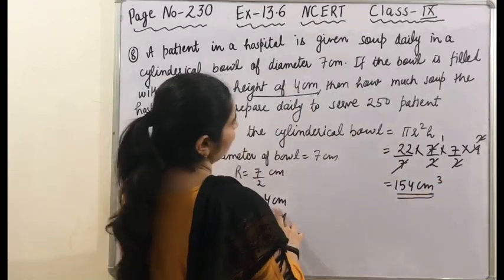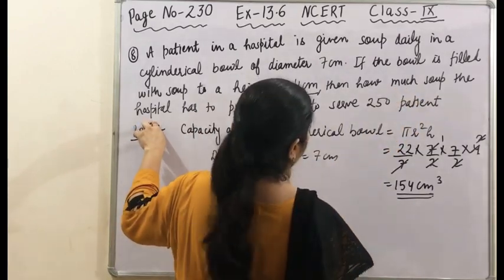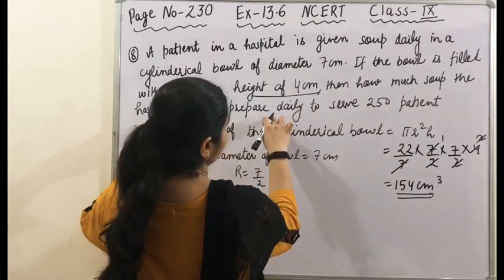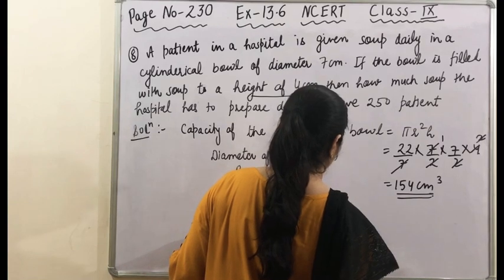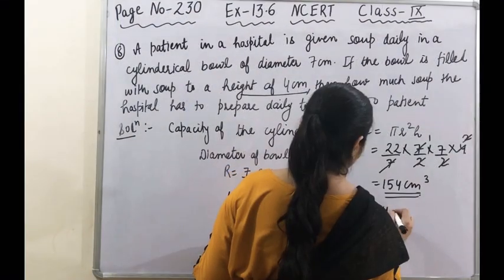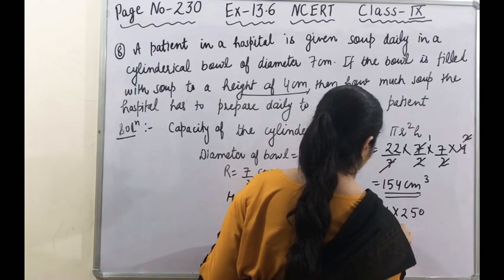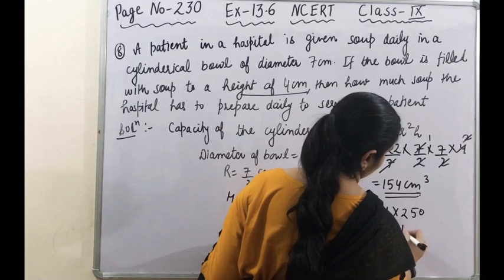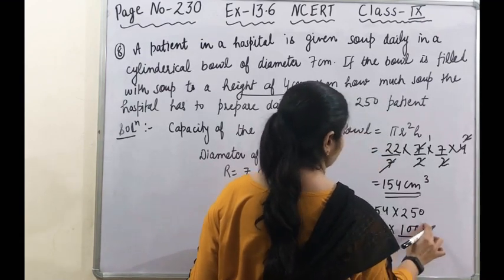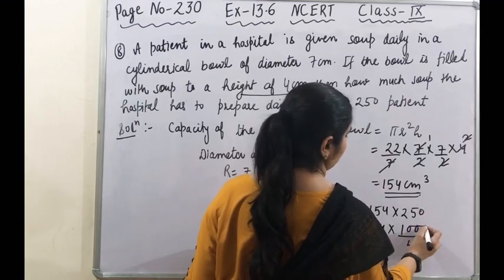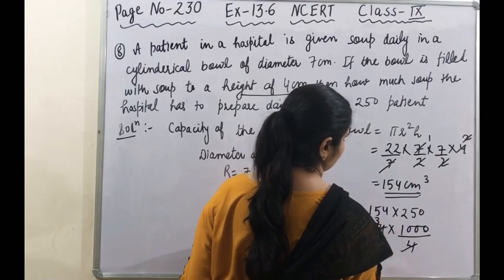And there are 250 patients. So we have to find how much soup the hospital has to prepare to serve 250 patients. Therefore, the hospital has to prepare 154 into 250. Instead of multiplying by 250, here I am taking 1000 by 4, because when I do the cancellation it will be 250 only. In this way the cancellation work will be easy for us.